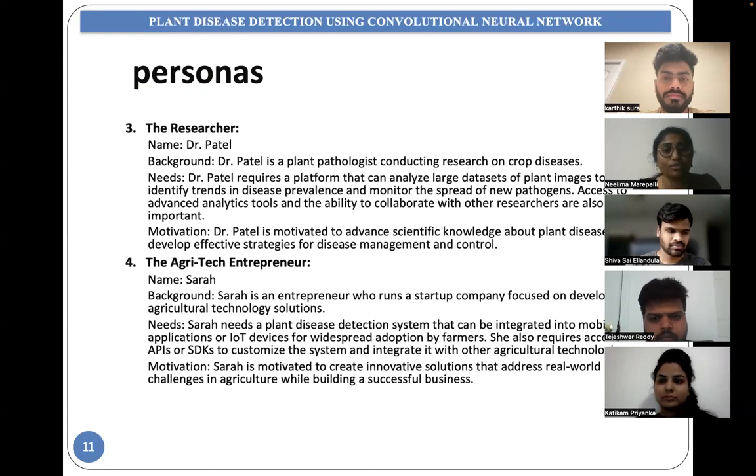He needs a plant disease detection system that can be integrated into mobile applications or IoT devices for widespread adoption by farmers. This will be useful to the farmers. So from the next slide, my teammate Tulsi will take care of it.